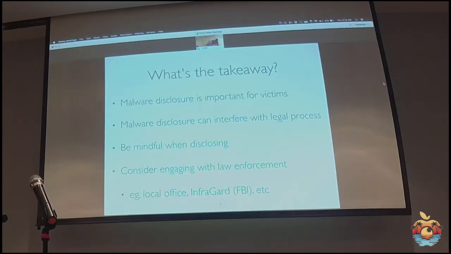And obviously some of you are not from the United States, so the FBI is not the one you report to, so find whatever office is appropriate for your country. And continue with the malware disclosure by all means, but please also make sure that you're engaging with law enforcement when you think there's a need to do so.